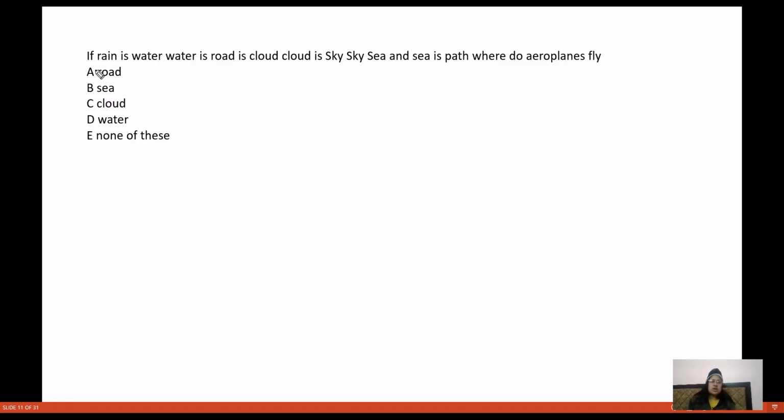If rain is water, water is road, road is cloud, cloud is sky, sky is sea, and sea is path. Where do aeroplanes fly? Sky. So we have to deduce what sky is.